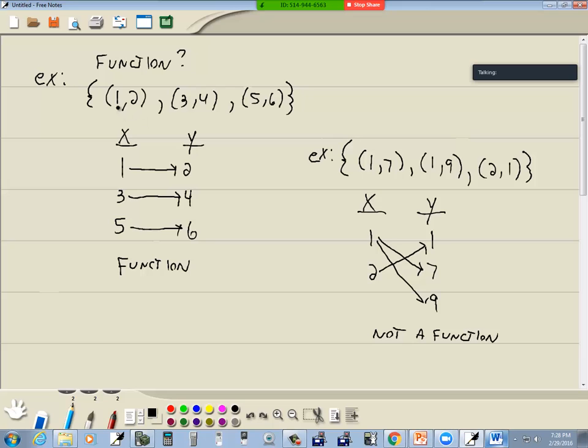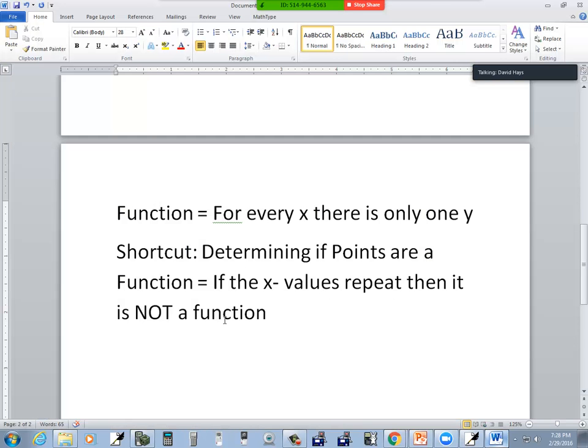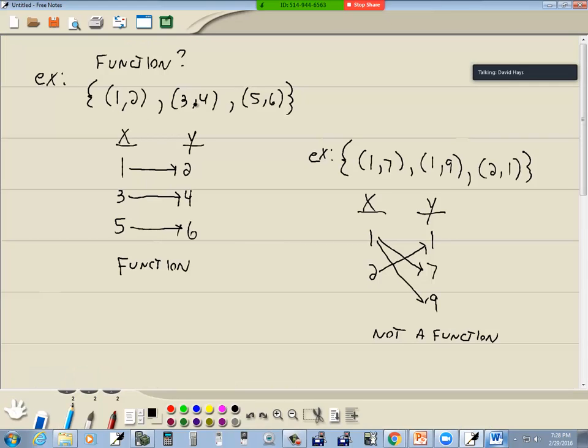If I come back to my first problem here, I got 1, 3, 5. If the x values repeat, it is not a function. Since the x values did not repeat, this one was fine. This one was a function.